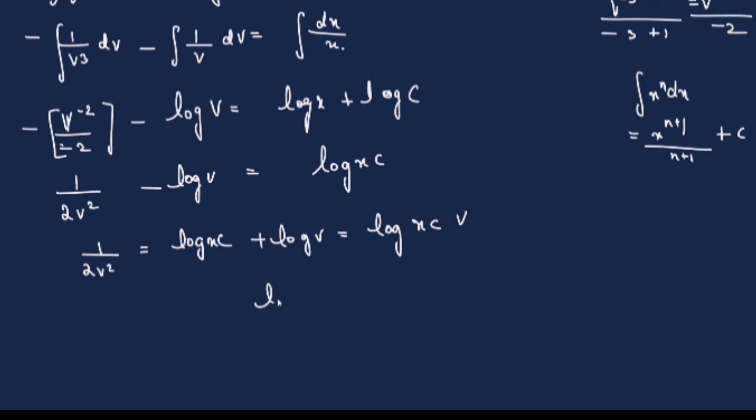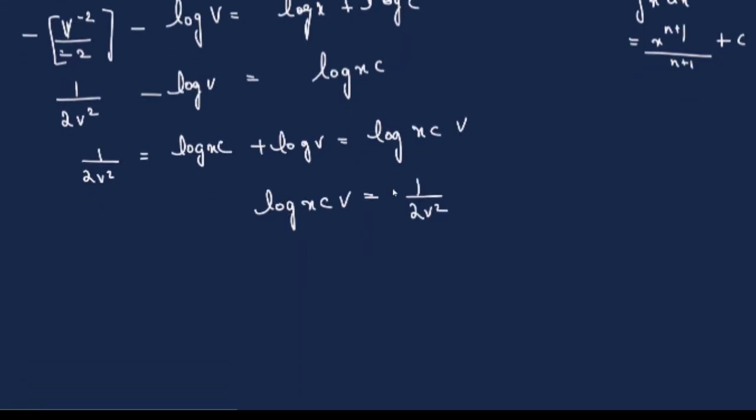Now change this into exponential form. Log of x into c into v is 1 by 2 v square. Change into exponential form, the base is e. So e power 1 by 2 v square is xcv. E base as it is, interchange these two. So e power 1 by 2 v square is xcv.